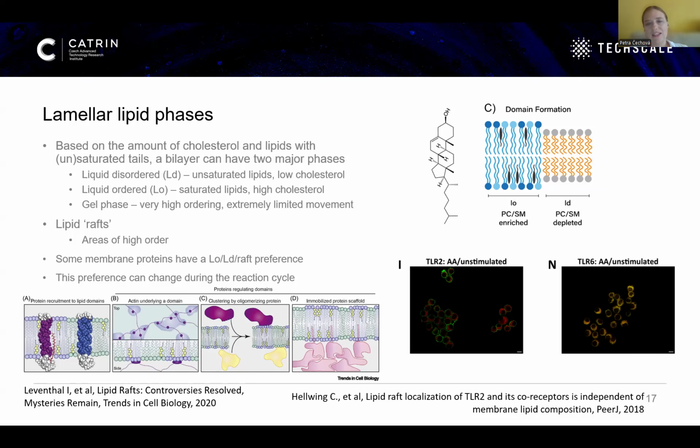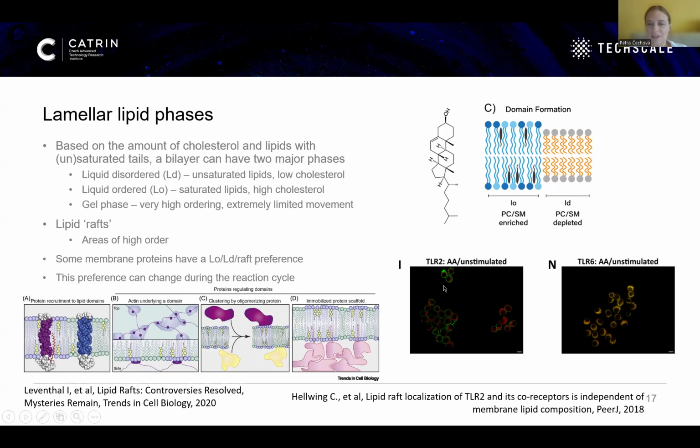And these two phases, their presence and interactions, are really important for the cell, especially when it comes to proteins, right? A lot of membrane proteins anchor into the rafts, or on the other hand, they can preferentially localize in the disordered phase, or they can move between the phases.